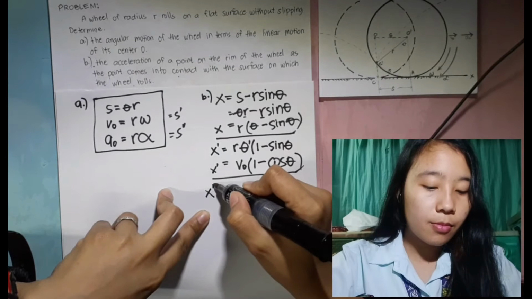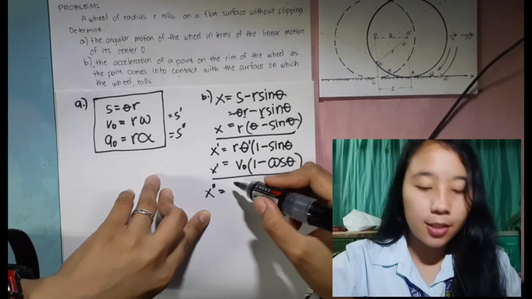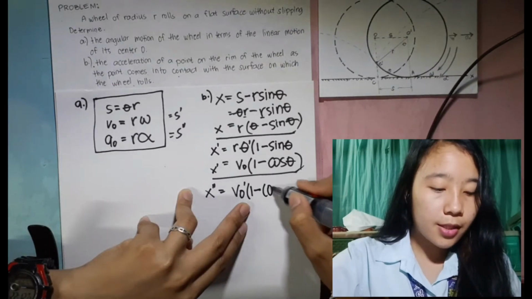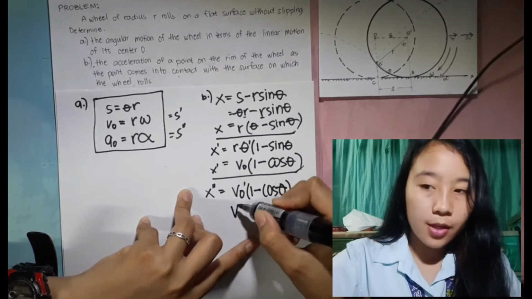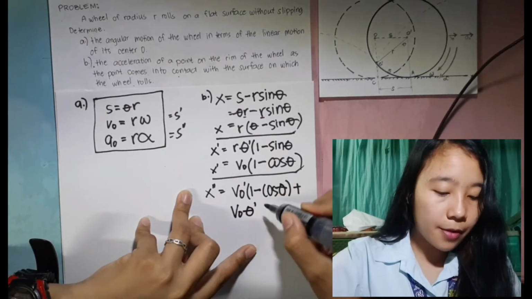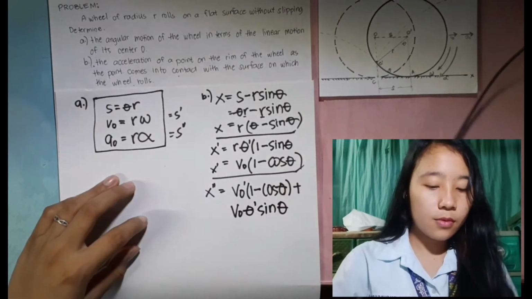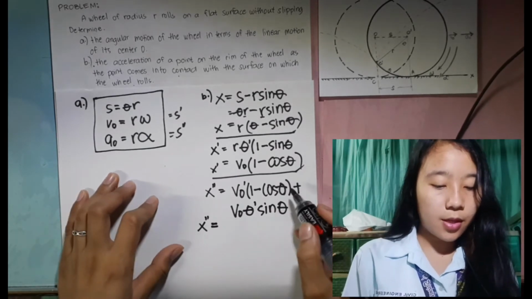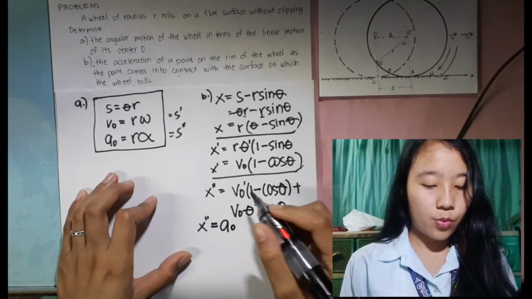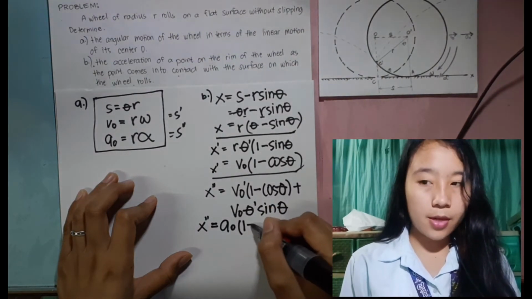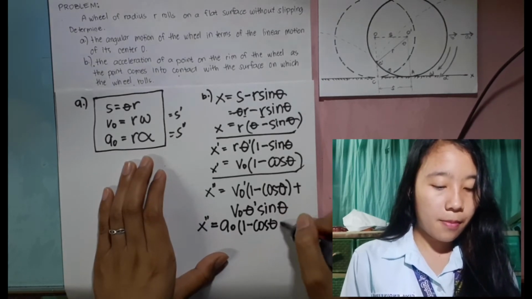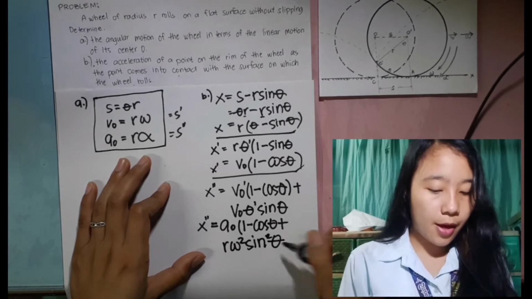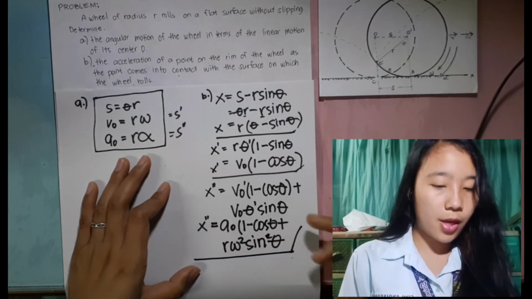Let's differentiate again. x double prime is equal to, when we take the derivative, V sub O prime times 1 minus cosine theta plus V theta prime sine theta. And this is equal to A sub O times 1 minus cosine theta plus R omega squared sine squared theta. This is now our x double prime.